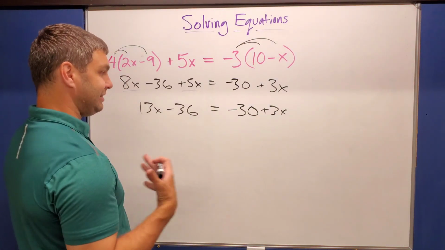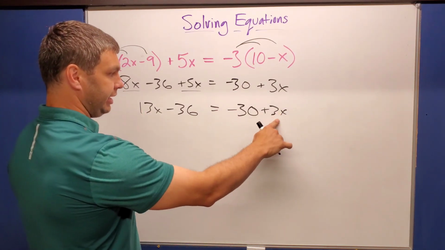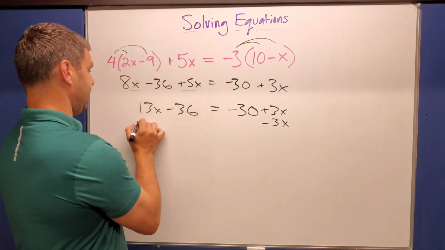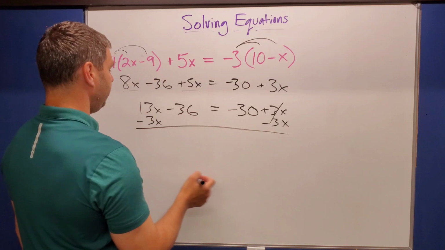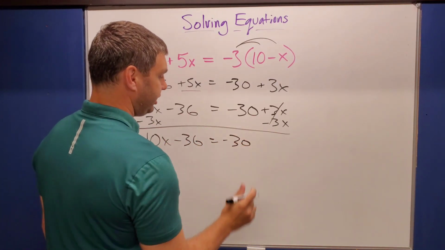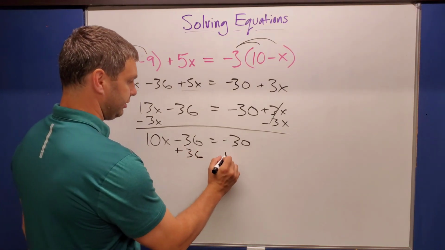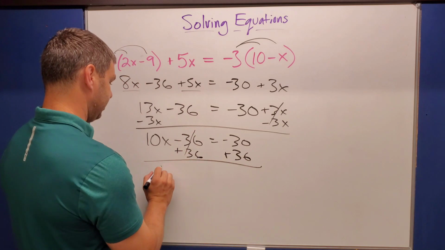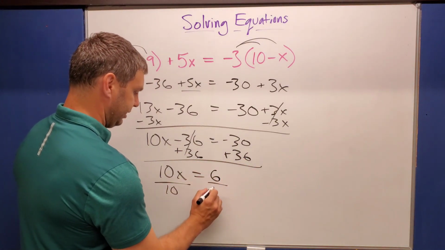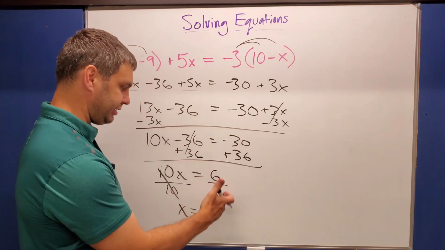Now, I like to typically move the smaller variable first. I have a 13x and a 3x, so I'm going to move this over by subtracting 3x on both sides. Okay, that's going to give me 10x minus 36 equals negative 30. Now I can move the number to the other side by adding 36, just like that. And here we get 10x equals 6. Divide both sides by 10. And just like this looks, it's 6/10.